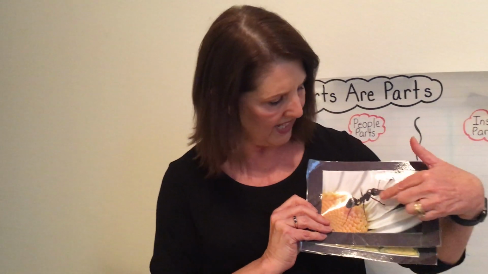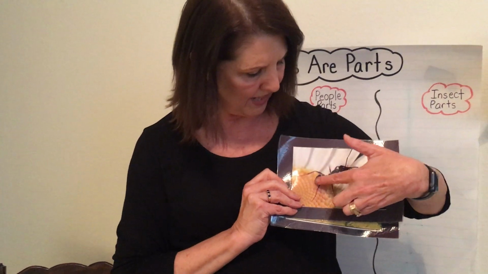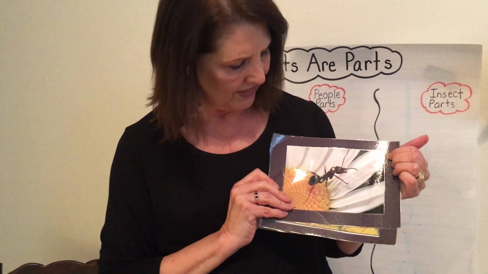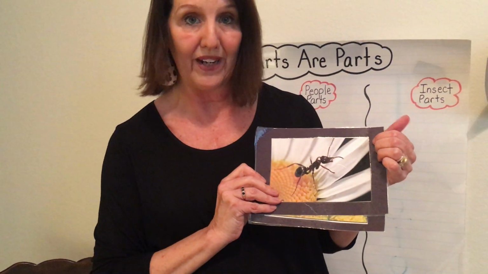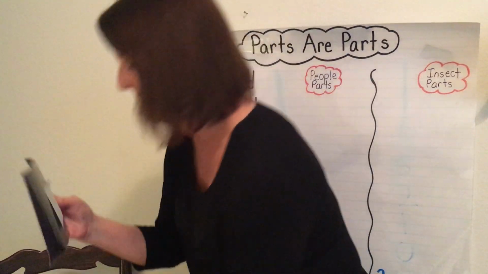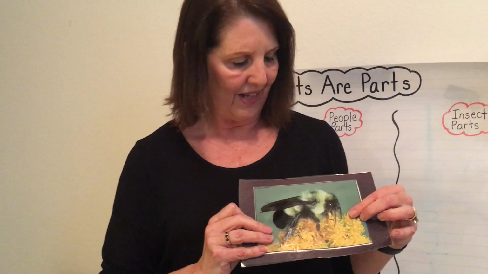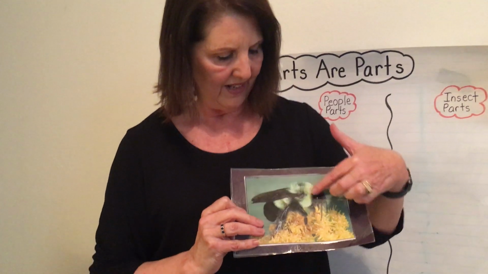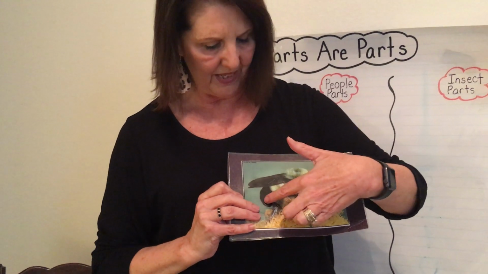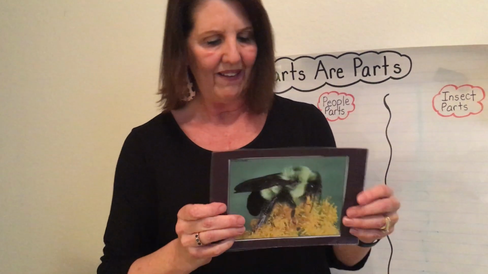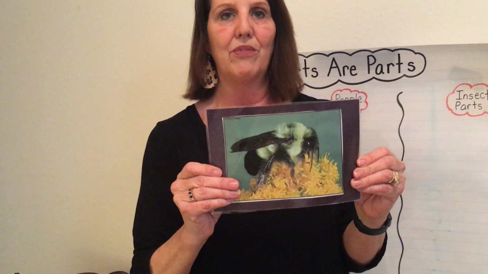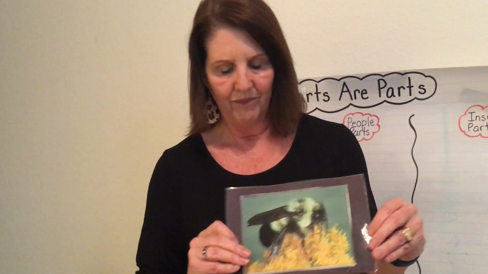Here is an ant, and you can really see the body parts in an ant. Head, thorax, abdomen. Notice the legs are connected to the thorax. And here is a bee. Now the bee has the head, the thorax, and the abdomen, and they probably have that little stinger. So anyways, those are some pictures of real insects.